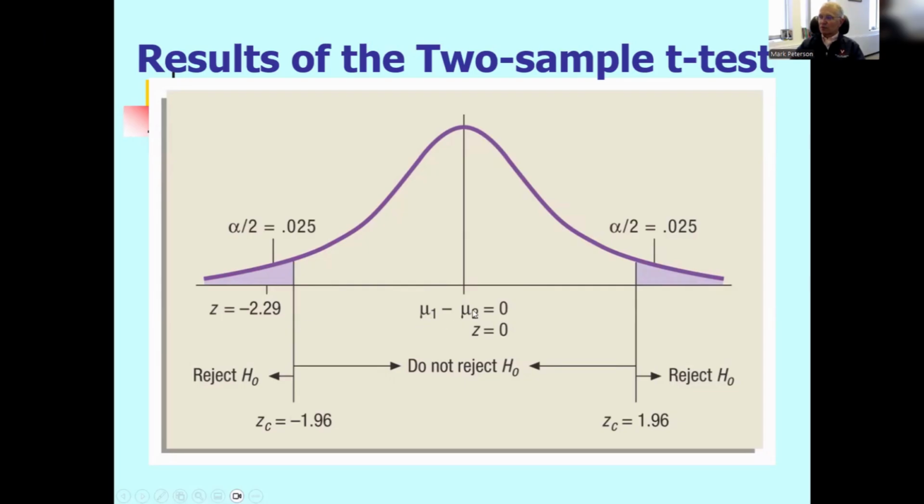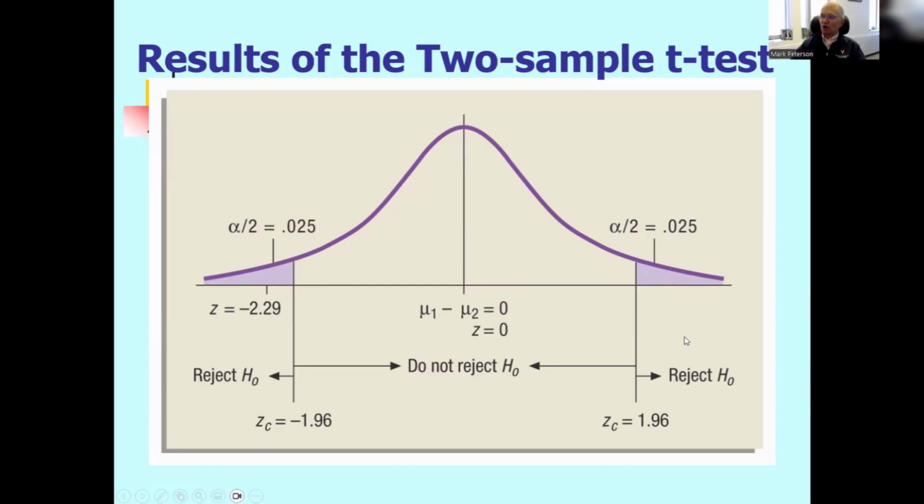So if the women's value is higher, it's going to be over here on the negative side. And that's going to be a z-value of minus 2.29. Your critical value here, by going to the tables, is minus 1.96. And if the women's is less than the men's, so when you subtract mu2 from mu1, then you're going to have a value that's out here in the reject region. So it's a two-tailed test.